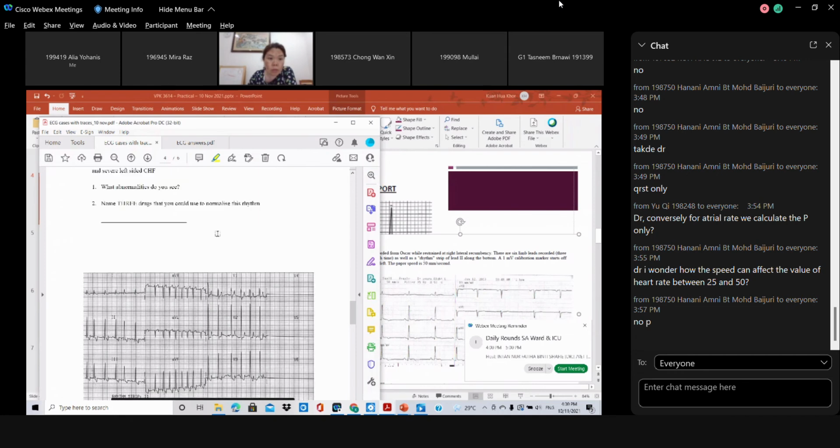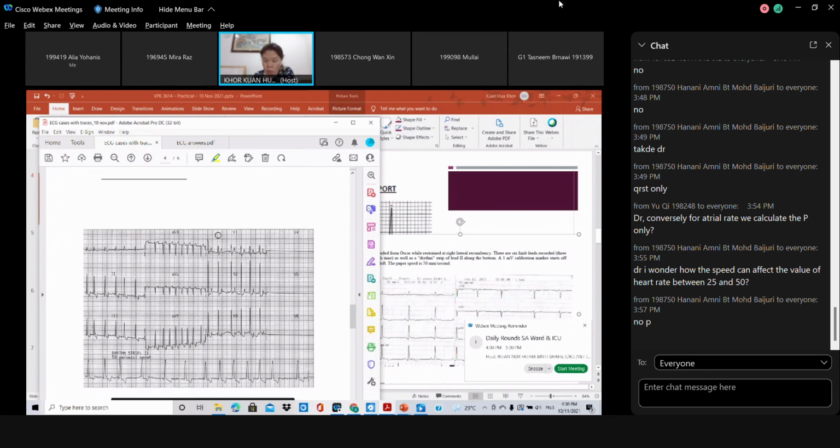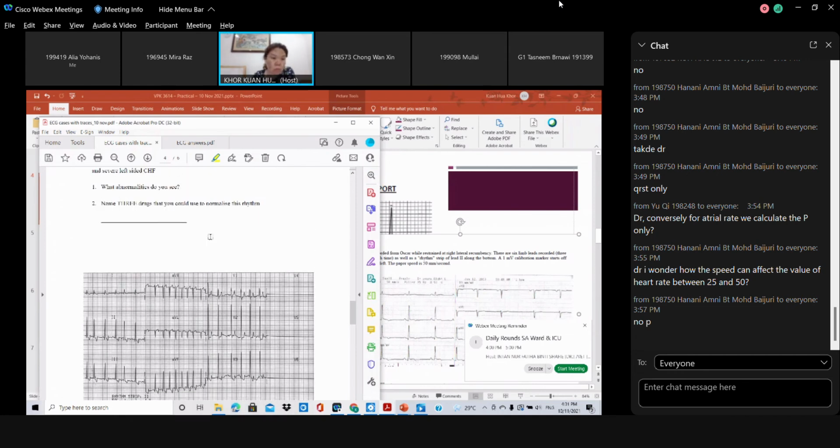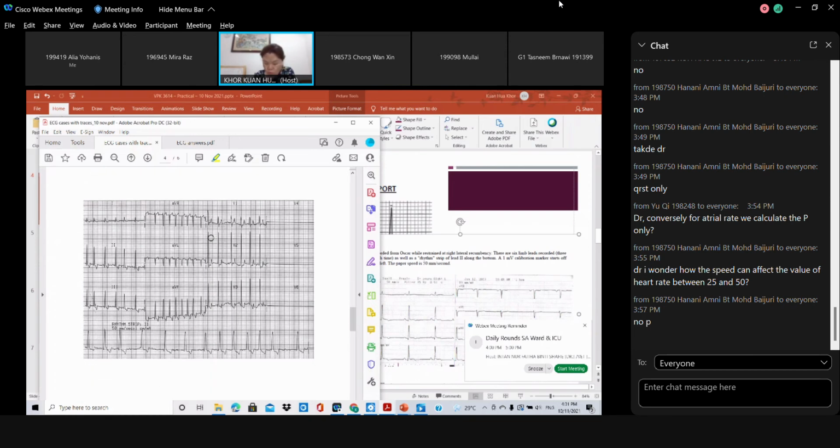This one, what abnormalities do you see? Group 4.